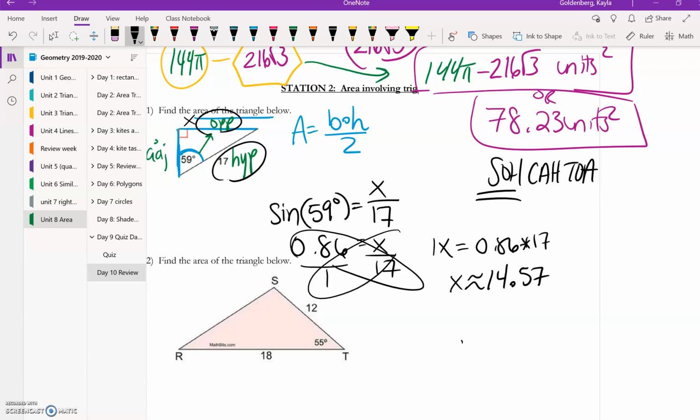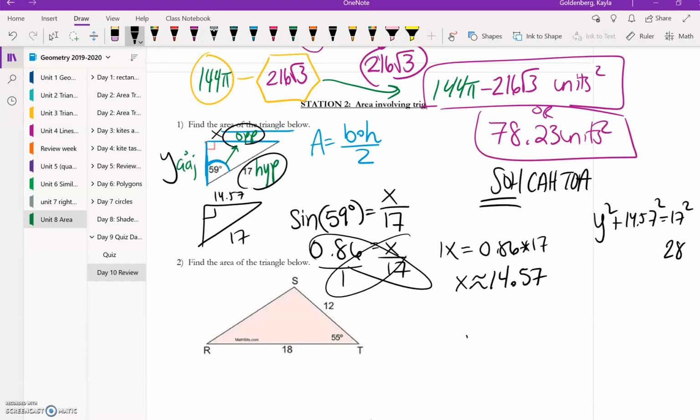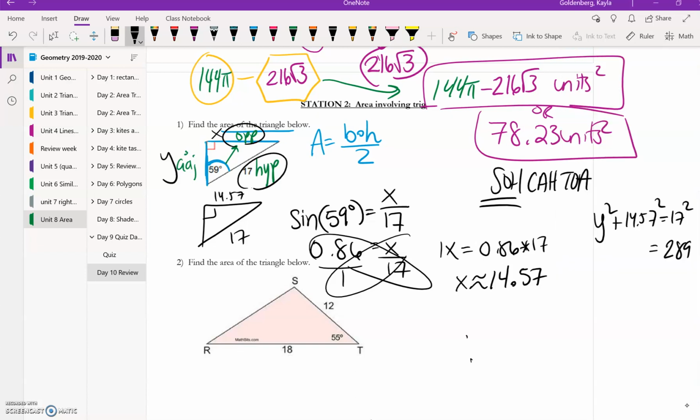To get my last side, I've now got 2 sides of my triangle. Right? If I redraw my triangle, I've got the 17, the 14.57. You can use Pythagorean theorem. So you can say that y squared, if I call my adjacent side y, plus 14.57 squared equals 17 squared. Okay, so 17 squared, according to my calculator, is 289. If I take my 14.57 and square it, I get 212.28.